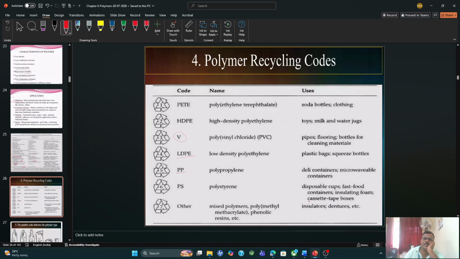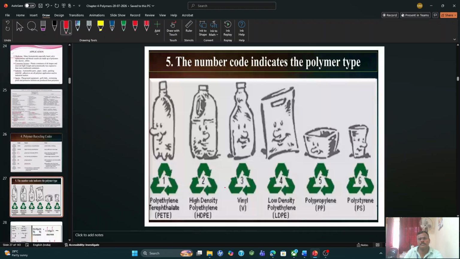And polystyrene, thermocol is nothing but polystyrene. Besides, disposable cups, fast food containers, insulating foam, cassette tape boxes are all nothing but polystyrene. Here you can see the number code. So 1 to 6 indicate the different polymers.